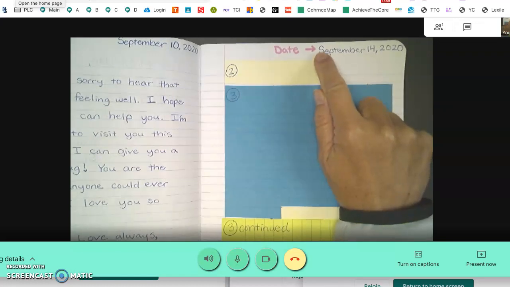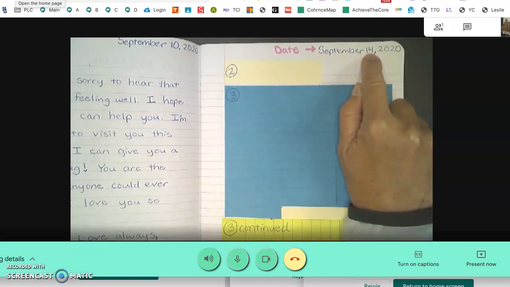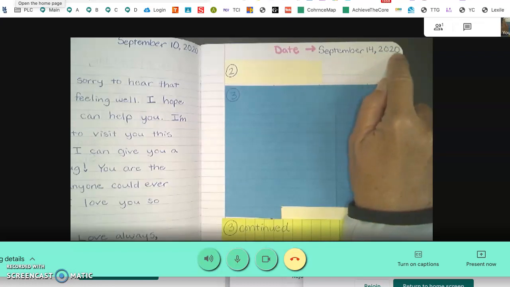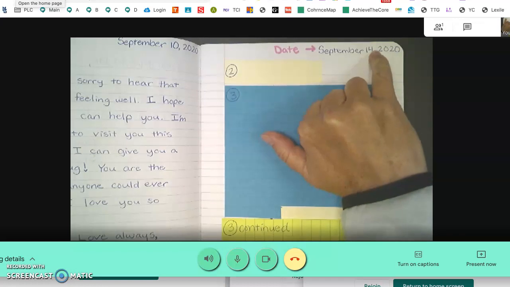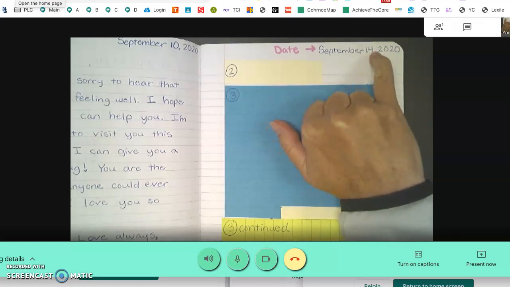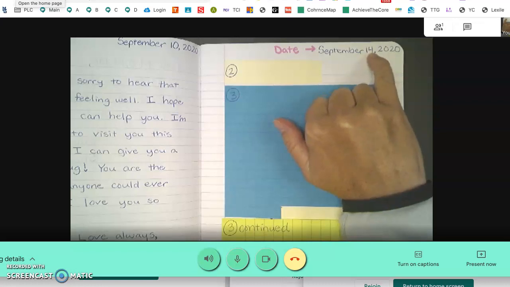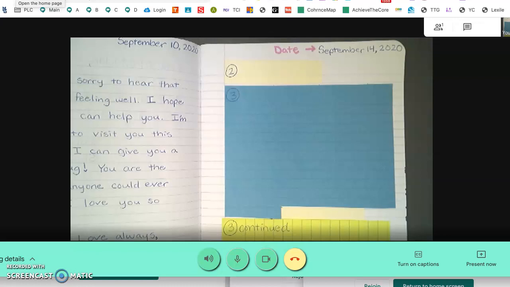When we write the date, we want to make sure that we have a capital letter for the month. We have the number of the day of the month, and then we have a comma to separate that number from the year. Otherwise, if we didn't have that comma, it would be confusing to know where the year starts and where the number of the day of the month is. So don't forget that comma. It's really important.